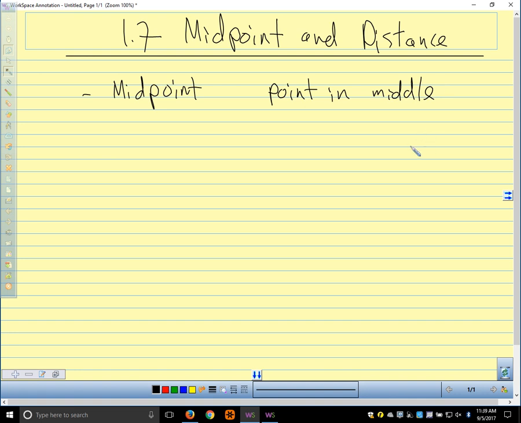So what does a point in the middle do to a segment? Yeah? It cuts the segment in half. And I'm going to say it in a slightly different way because that's how we end up calculating it. It's halfway between the endpoints.